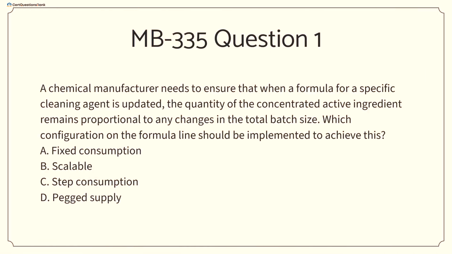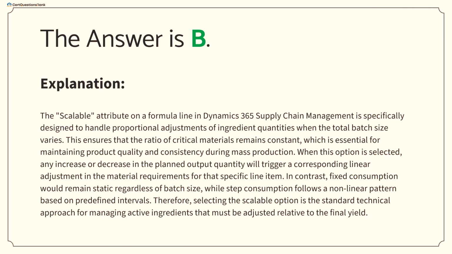A chemical manufacturer needs to ensure that when a formula for a specific cleaning agent is updated, the quantity of the concentrated active ingredient remains proportional to any changes in the total batch size. Which configuration on the formula line should be implemented to achieve this? A. Fixed consumption. B. Scalable. C. Step consumption. D. Pegged supply. The answer is B.